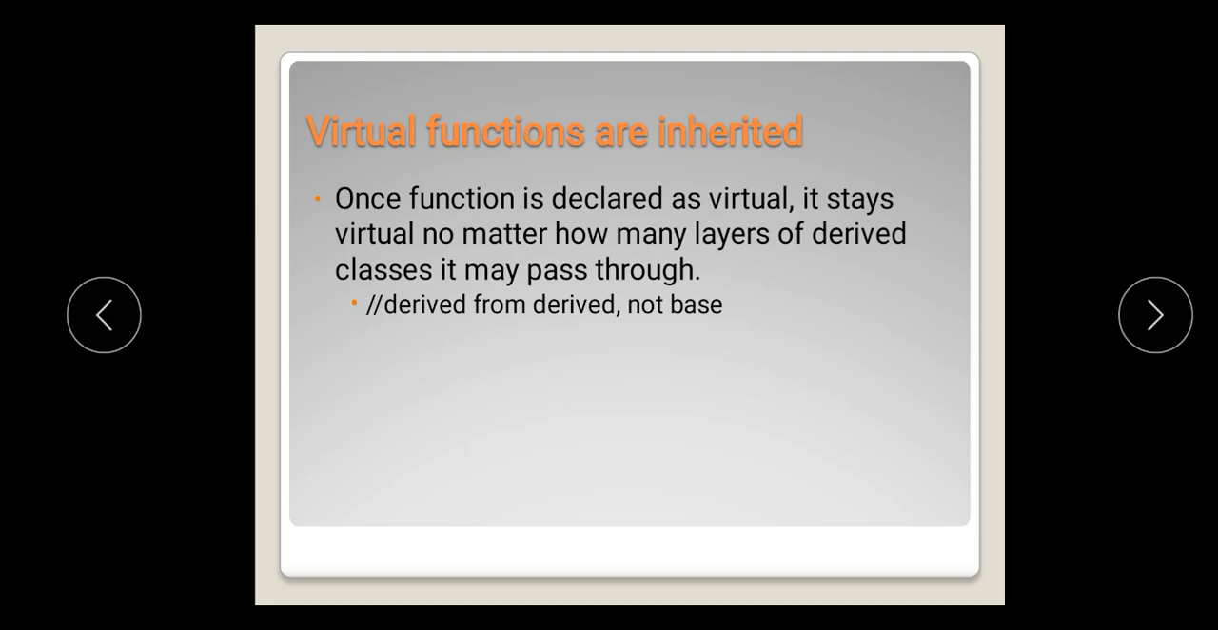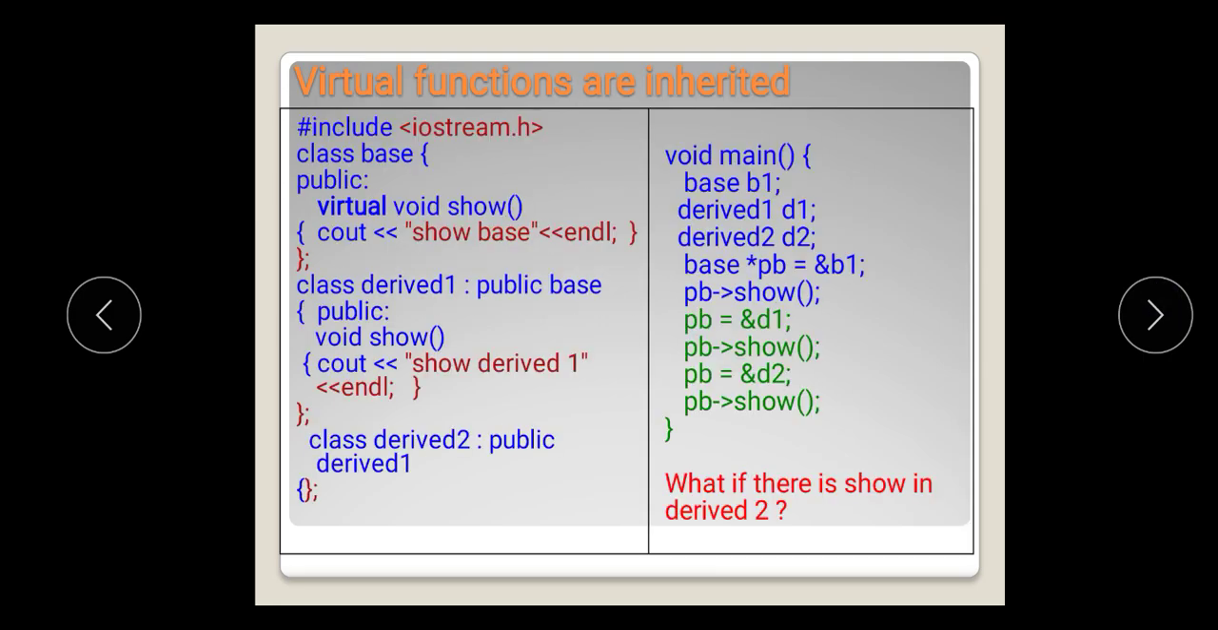Once a function is declared as virtual, it stays virtual no matter how many layers of derived classes it may pass through. That means, as I said previously, once you declare the function inside the base class as a virtual function, you can inherit it to any level of inheritance. Again, as I showed previously, here we take one example of multilevel inheritance, in which we have a base class where we are using the virtual function. This is derived 1, which is derived from the base. This is derived 2, which inherits the derived 1 class publicly. This is a multilevel example.